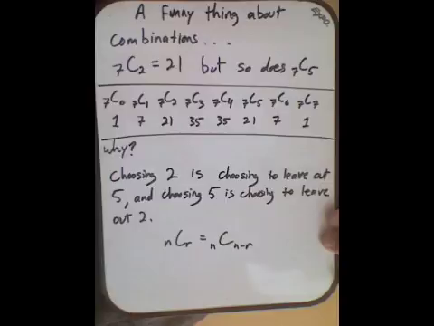So why is this? There's a weird explanation for it. If you choose 2 things out of 7, then you have to also be choosing to leave 5 out. You have no choice. And so if you choose 5, you're choosing to leave 2 out. The number of ways that you can choose to keep 2 or choose to leave out 2 has to be the same. And so it's a general fact that nCr is equal to nC(n minus r). Think about that for a while.